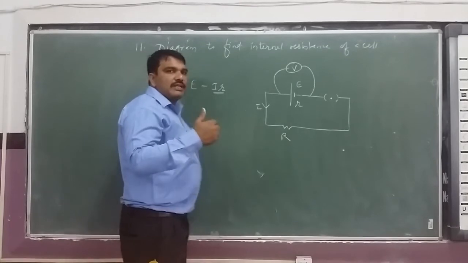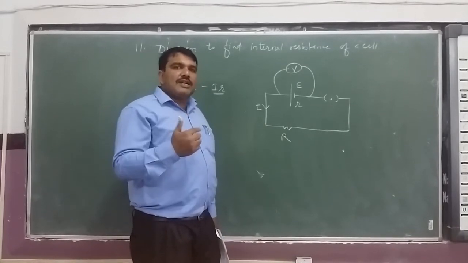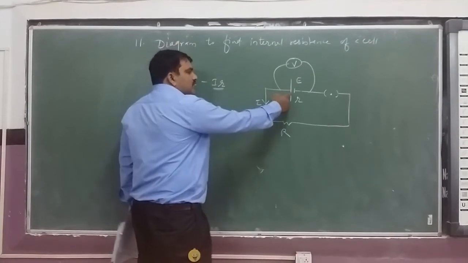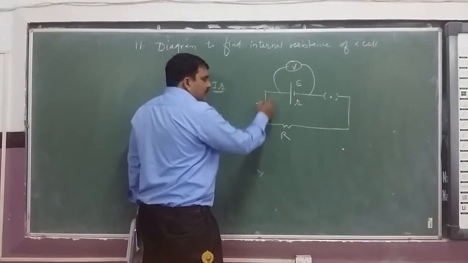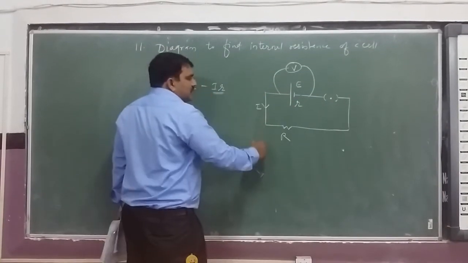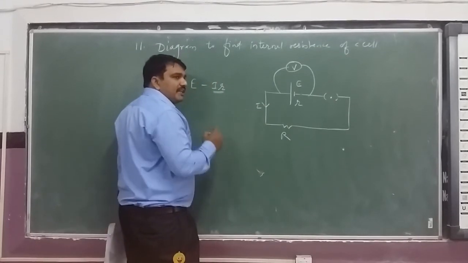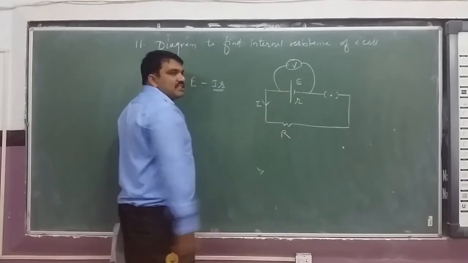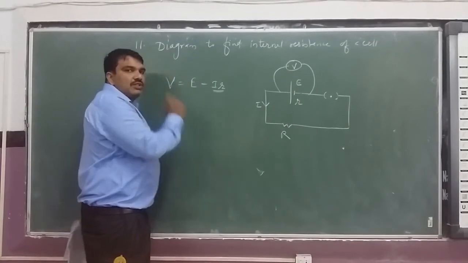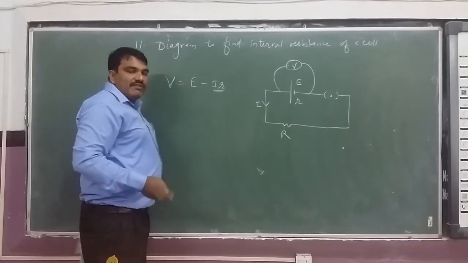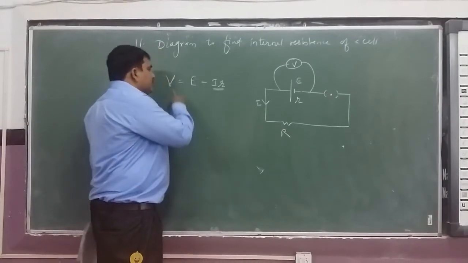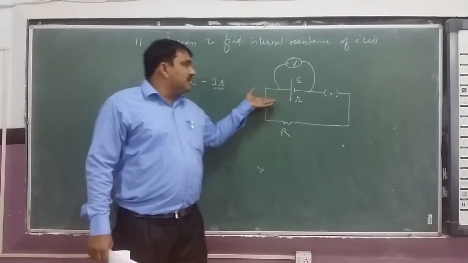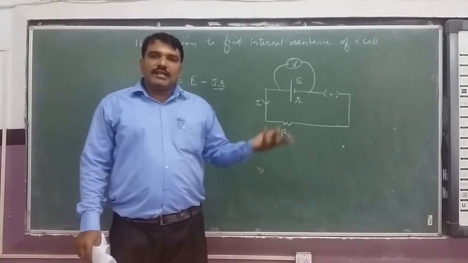Because inside the cell there is an internal resistance, due to which some potential drop takes place inside the cell itself. Suppose the battery, the cell, is providing current to the circuit. In that case some potential drop will take place inside this internal resistance which is present inside this cell. So the voltage across the two terminals of the cell will not be equal to E. It will be something less than E. That is V is equal to E minus Ir. Now by putting this value of current, you can easily derive the formula for internal resistance of the cell.